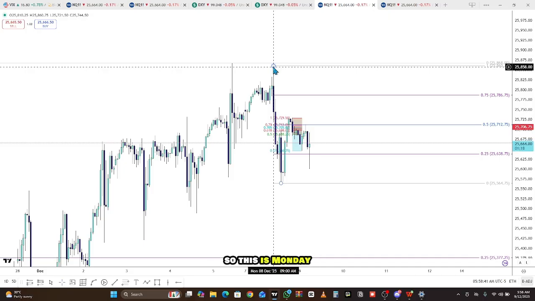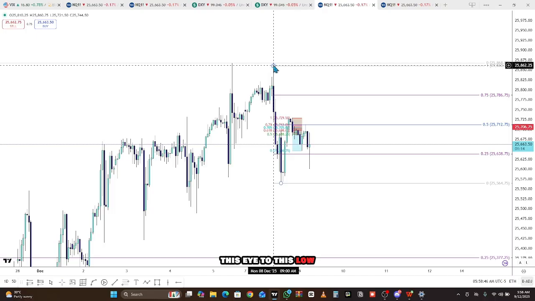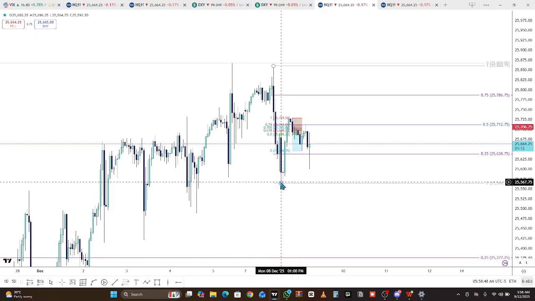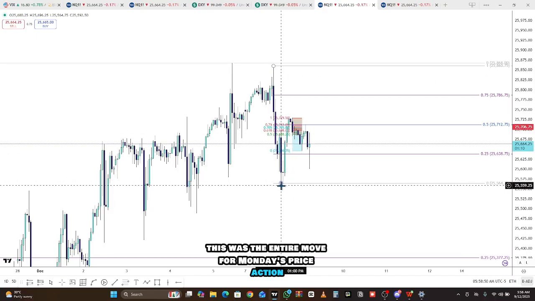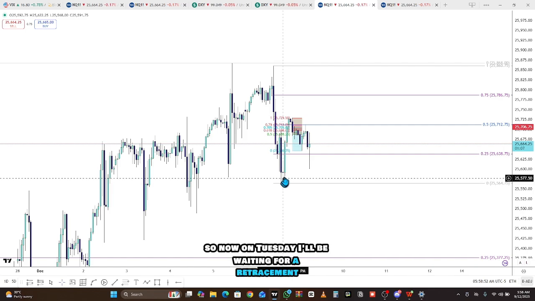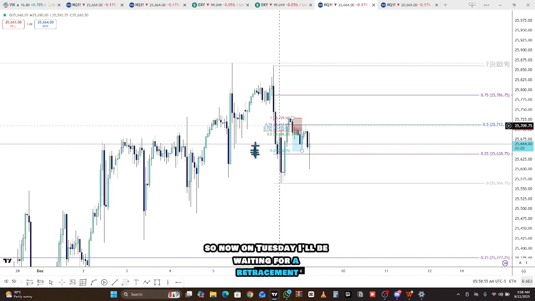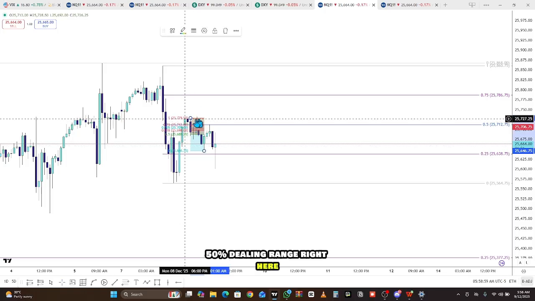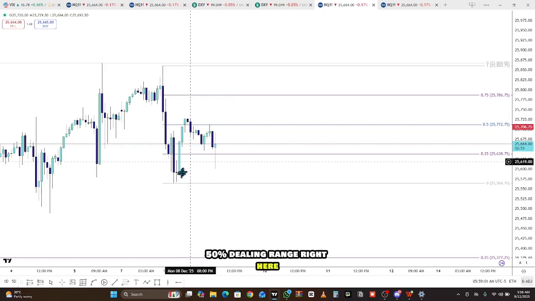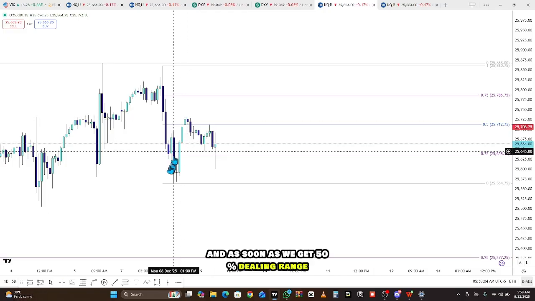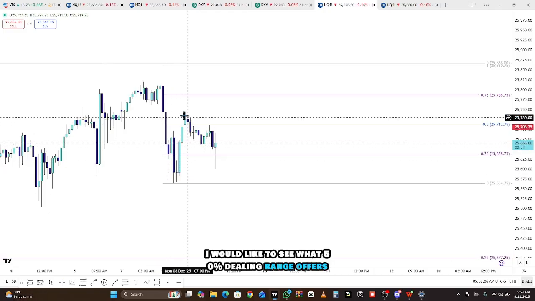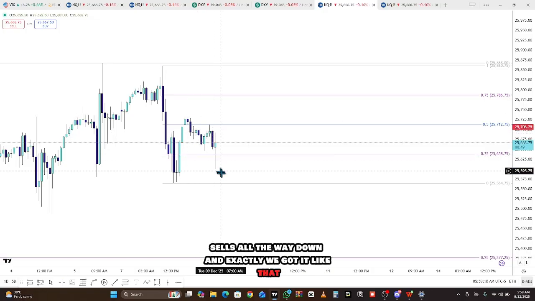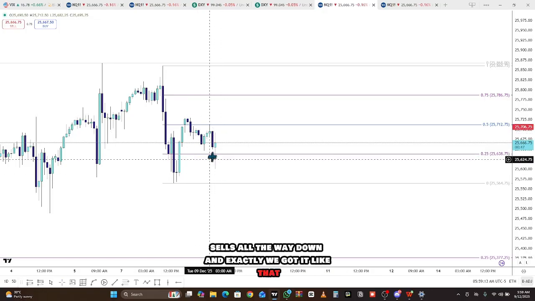So this is Monday. This is the price delivery on Monday. This high to this low was the entire move for Monday's price action. So now on Tuesday, I'll be waiting for a retracement back to 50% dealing range right here. And as soon as we get 50% dealing range, I would like to see it offer sells all the way down. And exactly, we got it like that.